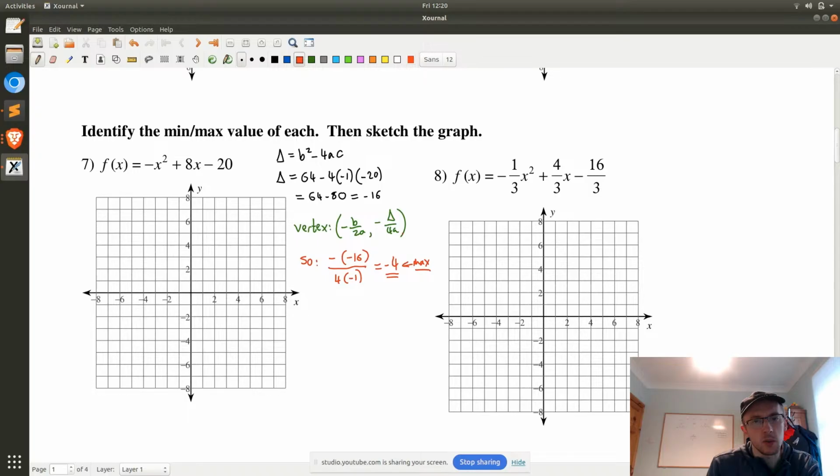Okay, so we've already got the y-coordinate of the vertex. Now we just need the x-coordinate. The x-coordinate is negative 8 over negative 2. So that's 4. So 4 comma minus 4. So it's sort of positioned like that.